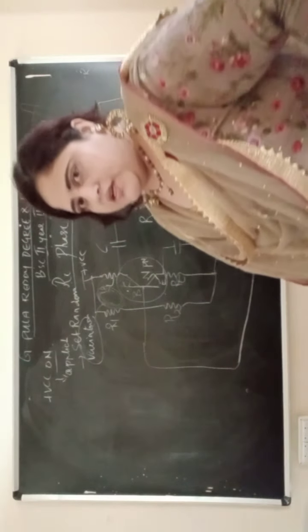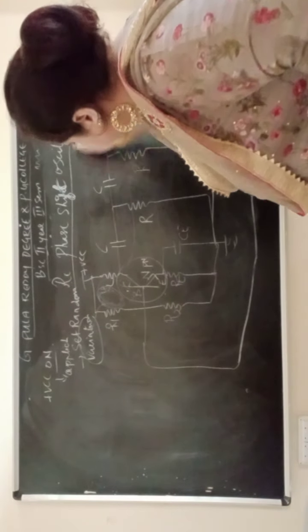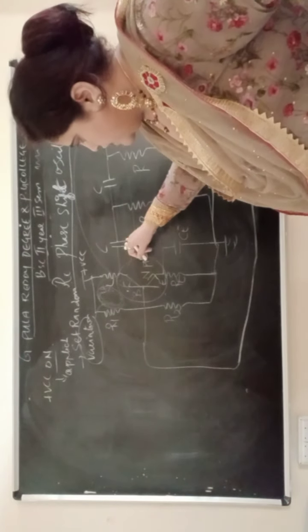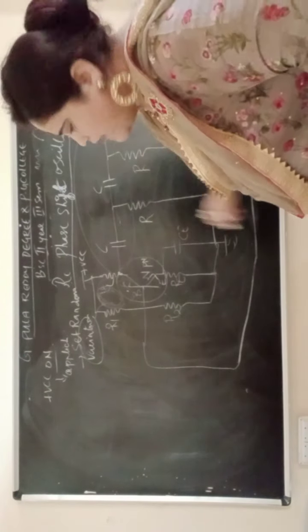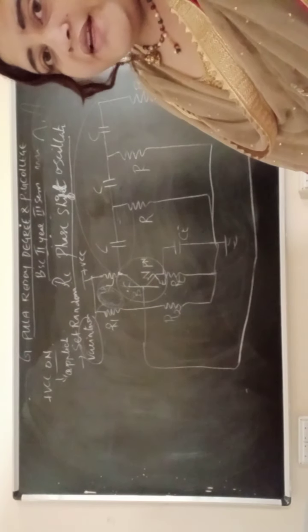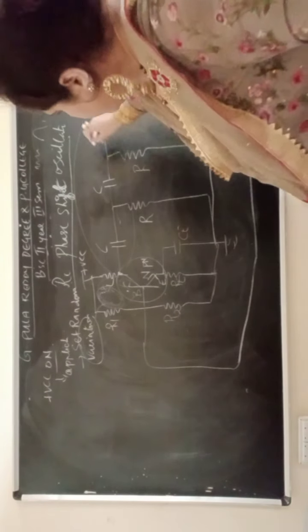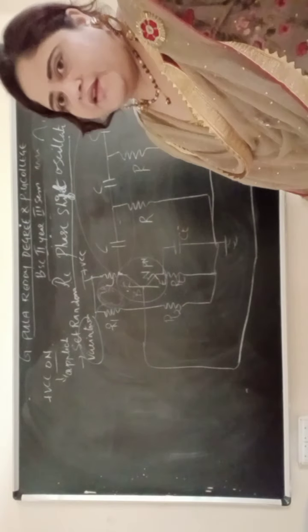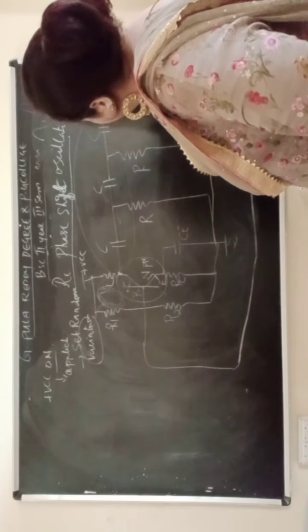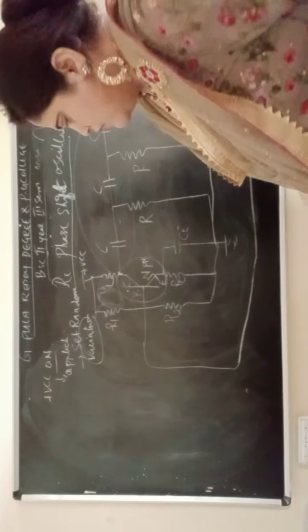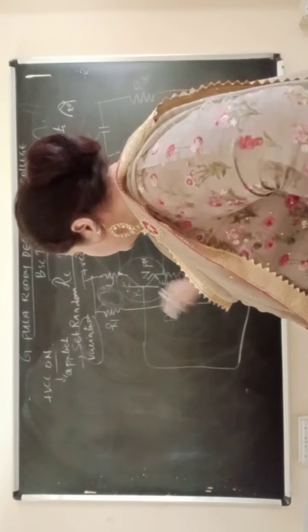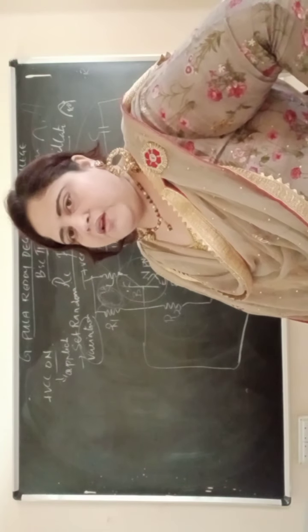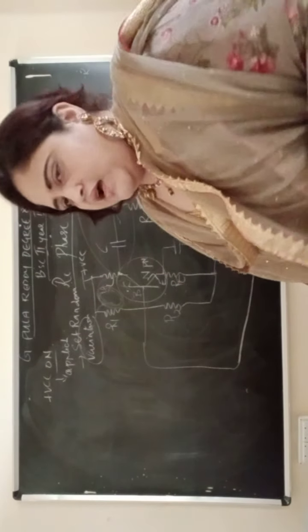After amplification, it will pass to the feedback network. The feedback network will give 180 degree of phase shift. Now for more 180 degree of phase shift, it will pass to the transistor.